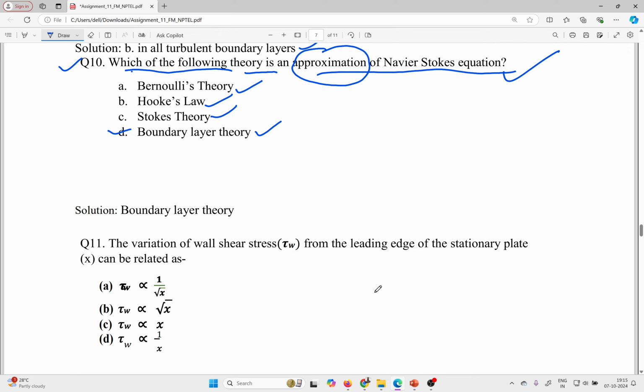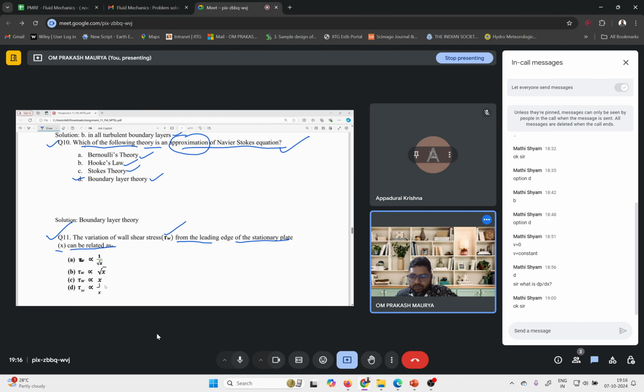Question number 11 is: the variation of wall shear stress, tau w, from the leading edge of the stationary plate X can be related as. So please just try to give your answer. And we are talking about laminar flow here. Which option will be correct?